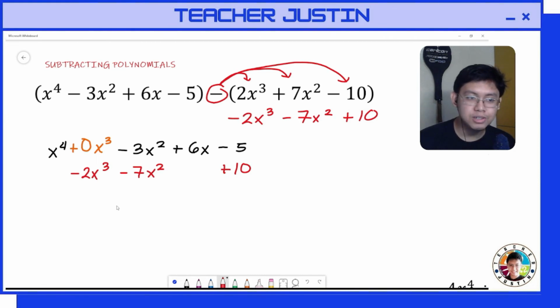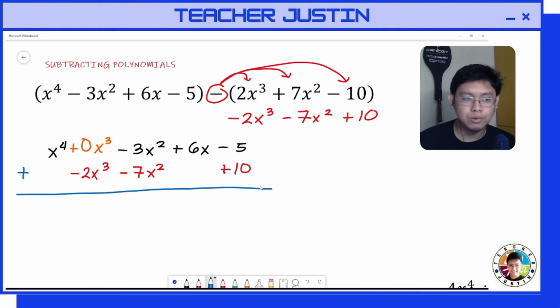Now, let's proceed to combining like terms. Like I said, when we say combining like terms, we will perform the operation addition. So we will add our common terms. Let's start first with x raised to 4. Since x raised to 4 doesn't have any partner, we will just bring down x raised to 4.